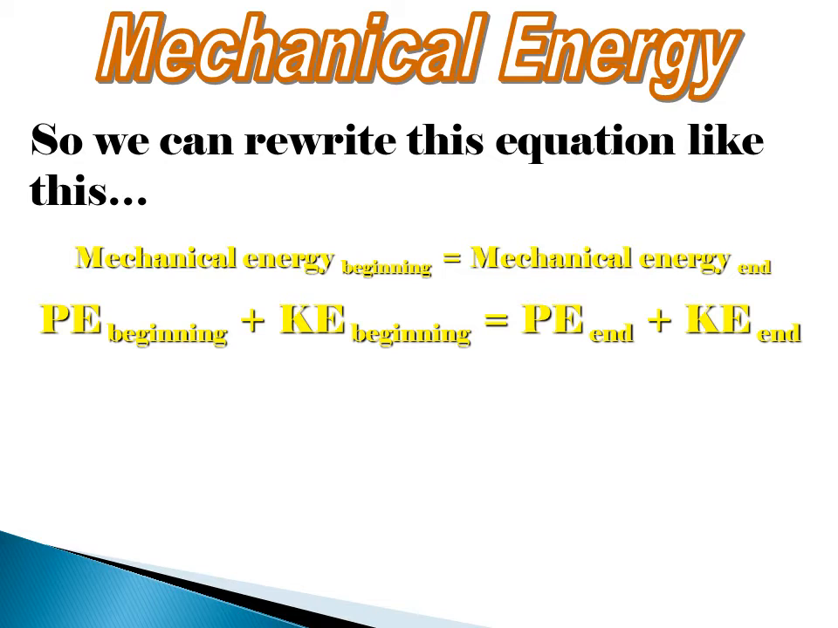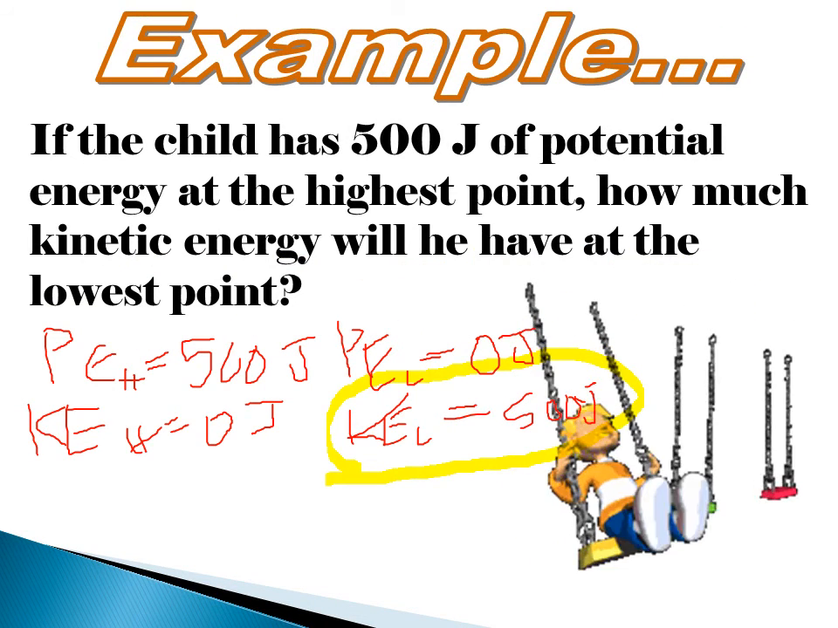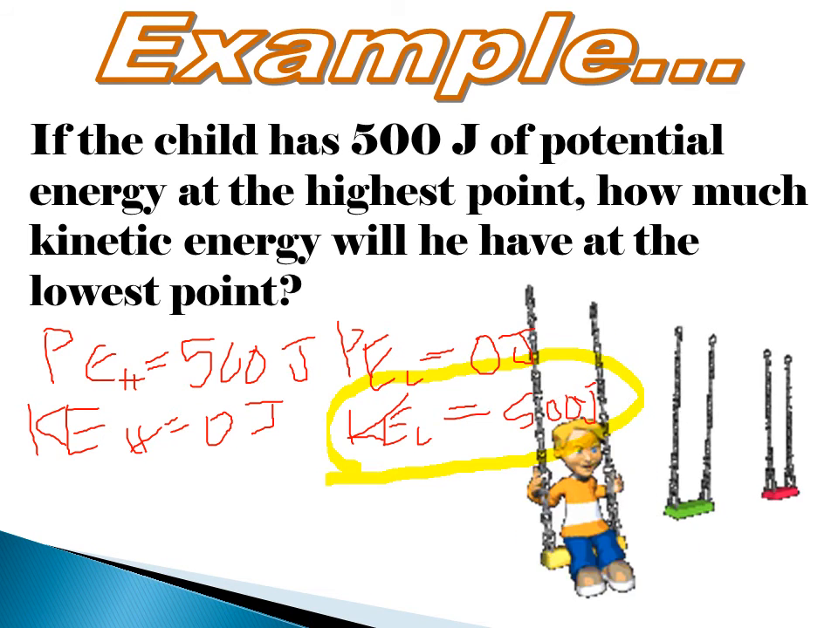So if we combine those two concepts, mechanical energy and the law of conservation of energy, we have mechanical energy at the beginning is equal to mechanical energy at the end. So we could say that the potential energy plus the kinetic energy at the beginning equals the potential energy plus the kinetic energy at the end. So let's do an example problem.